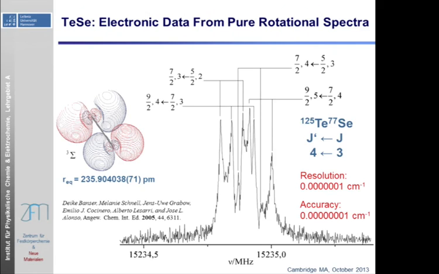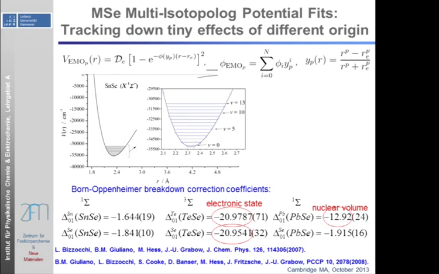And we can exploit this resolution, for example, to look at very subtle, tiny effects like Born-Oppenheimer breakdown. I just show you this as an example. You get Born-Oppenheimer breakdown especially when you have electronic states that are close together so they can interact. Normally if you have a singlet sigma state, nothing happens. You get these so-called Born-Oppenheimer breakdown coefficients that are on the order of unity.